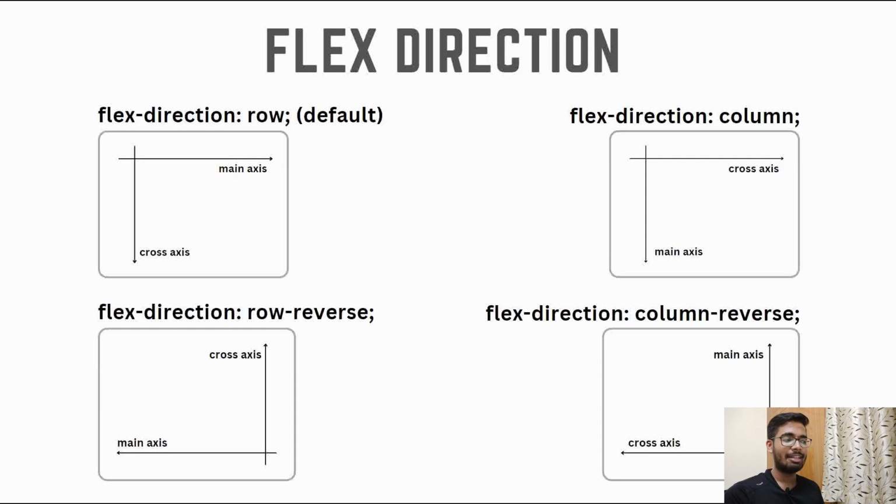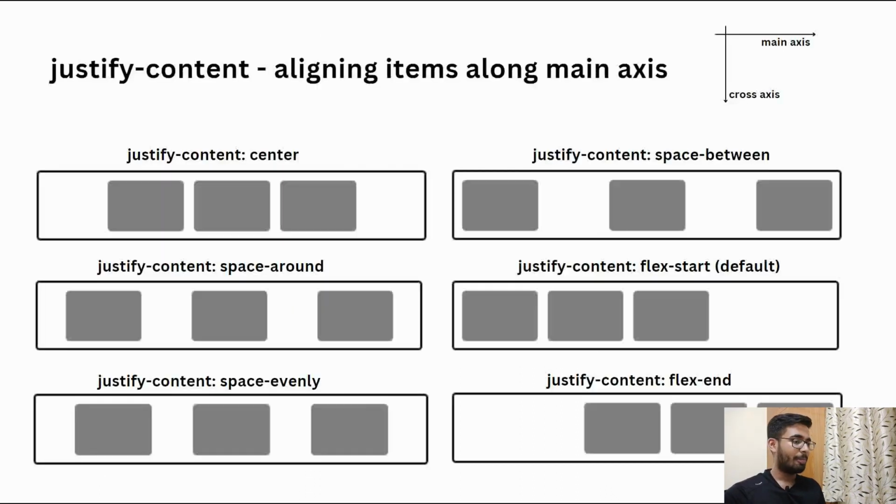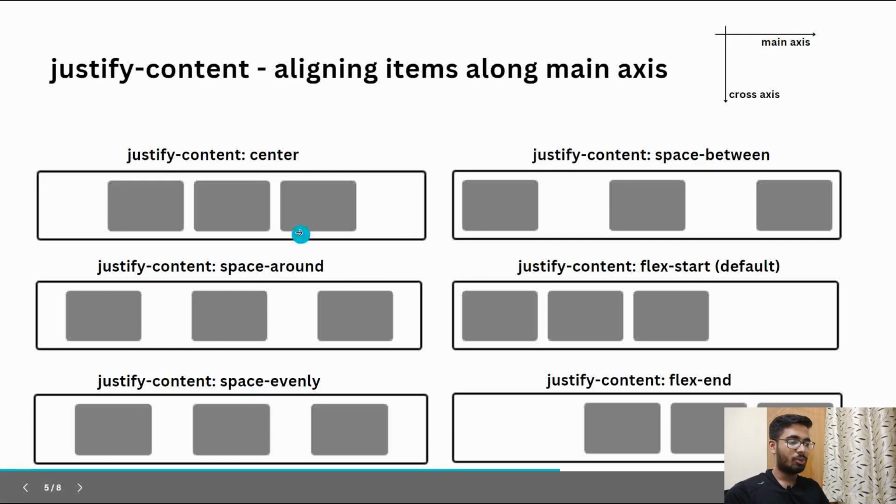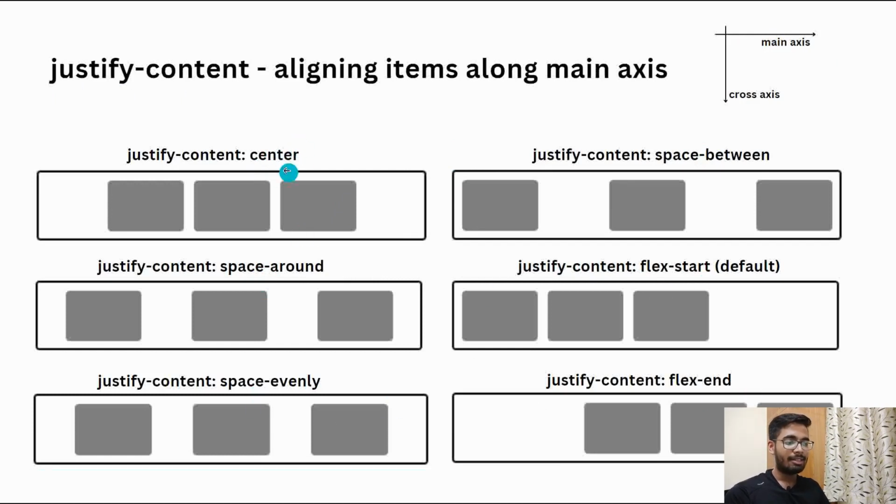First we will see justify content. Justify content is a property which is used to align items along the main axis. So all the items, when using justify content, will be aligned along the main axis. We can have center, space between, space around, flex start, space evenly and flex end. Let's understand center. When we set justify content to center, all the items will be put in the center of the container, something like this.